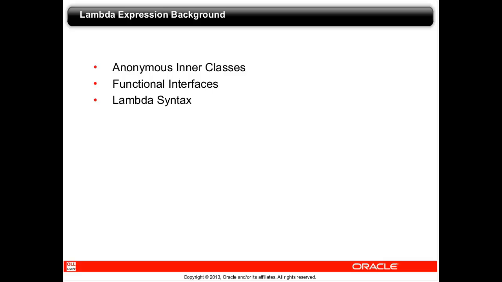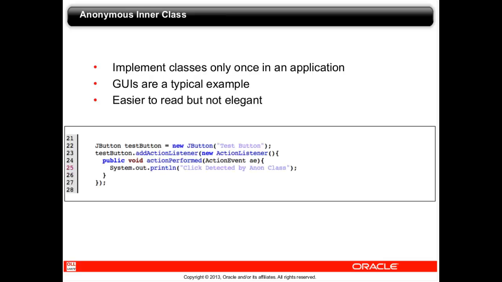We're going to talk about anonymous inner classes, functional interfaces, and then the Lambda syntax itself. So let's do that. Anonymous inner classes are something you typically would see in a GUI application. It's basically for a class that would appear only once in an application, so you'll see something like this, where the code appears where it's used.